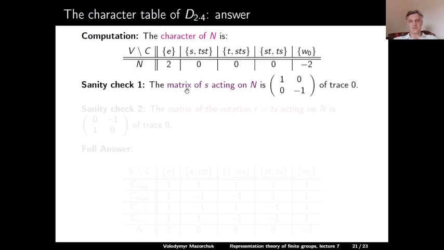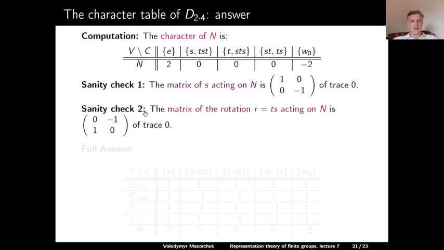So here is a sanity check. The matrix of S acting on N, S was reflection in the horizontal line. So it sends the first basis vector to itself and the second basis vector to minus itself. So it's a diagonal matrix with 1 and minus 1 on the diagonal, and its trace is 0. Sanity check 2, the matrix of the rotation, its rotation by 90 degrees, in the standard basis acting on N is as follows. So rotating, we send first basis vector to the second one and the second basis vector to minus the first one. So the diagonal elements are 0, so the trace is 0. So the value of this character here at ST also should be equal to 0.